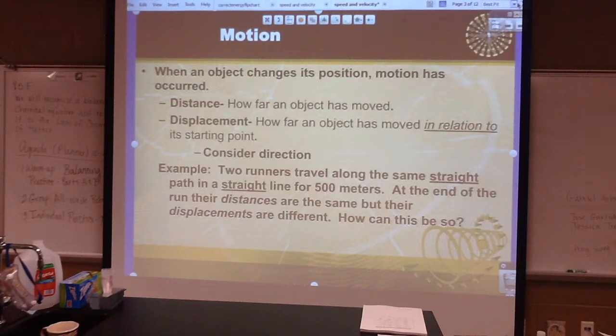So what I'd like for you guys to do before Monday is look at examples of displacement. You can go to our library resources and type in displacement and come up with a good solid definition, and then be ready on Monday to explain how two runners can travel in the same straight path in a straight line for 500 meters and have different displacements.